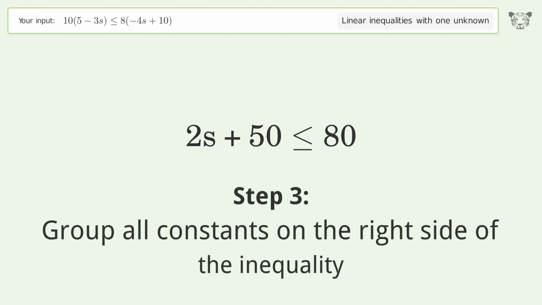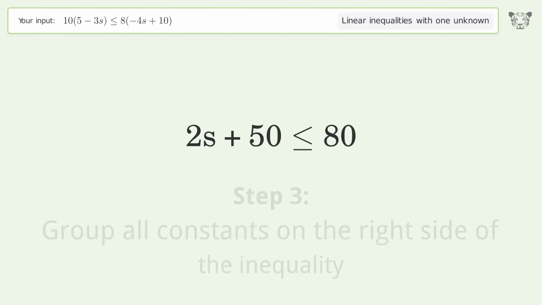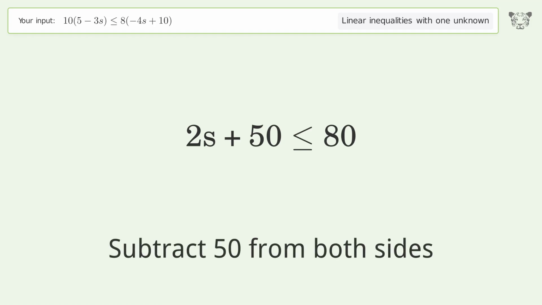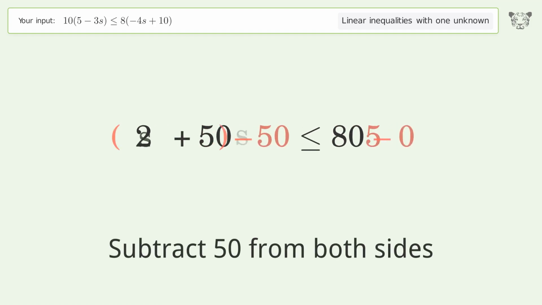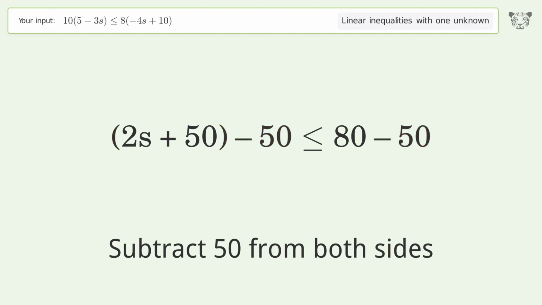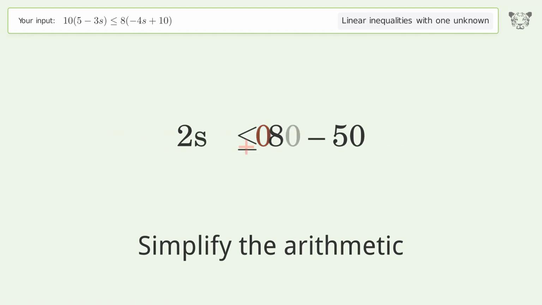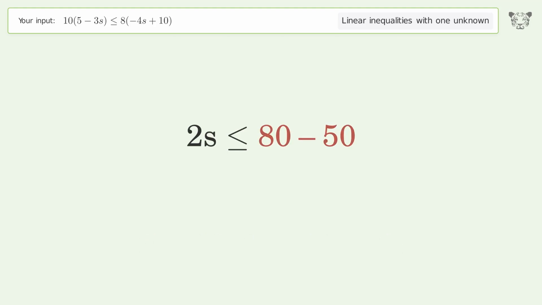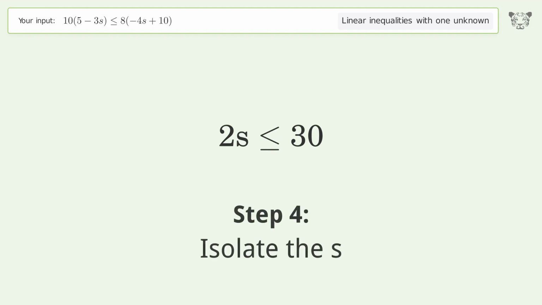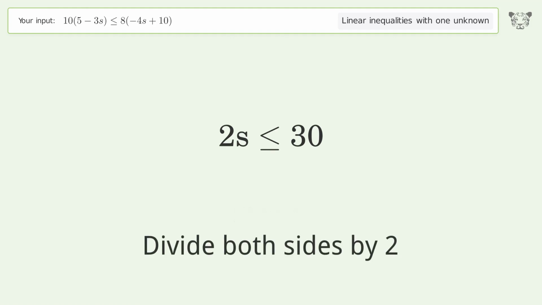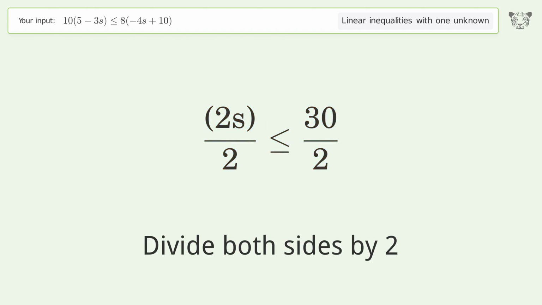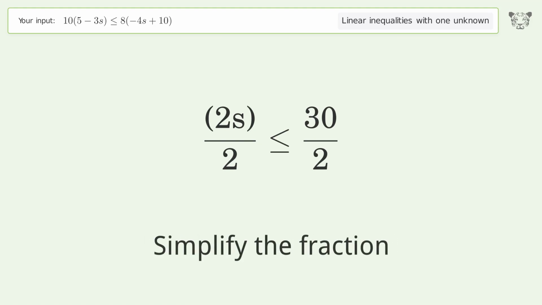Group all constants on the right side of the inequality. Subtract 50 from both sides. Simplify the arithmetic. Isolate the s. Divide both sides by 2. Simplify the fraction.